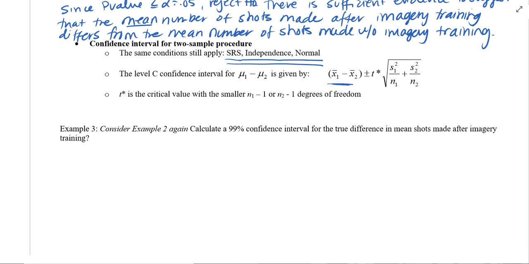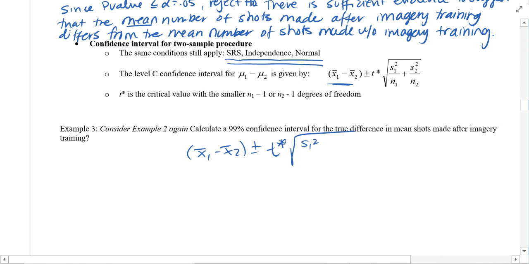So we're going to calculate and interpret a confidence interval. The conditions are the same, so we don't have to check them again. We've already checked them. Done. So we can just jump to the confidence interval part. So I'm going to write that down here: x bar 1 minus x bar 2 plus or minus t star times the square root of standard deviation 1 squared over n1 plus standard deviation 2 squared over n2. Okay, just so we have it.